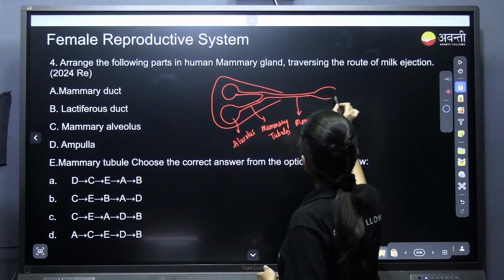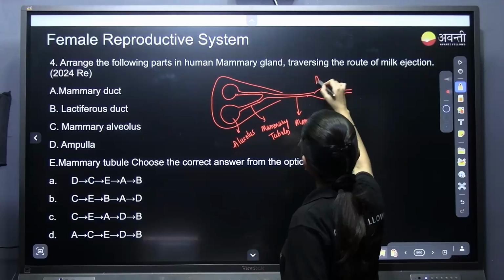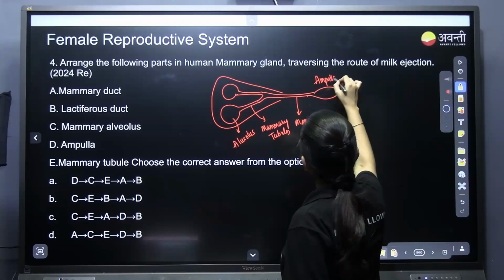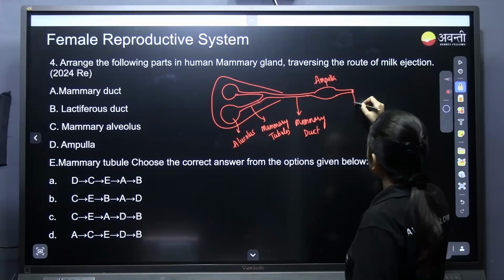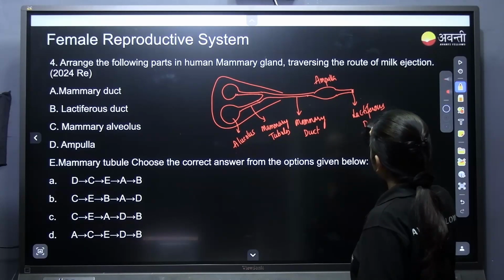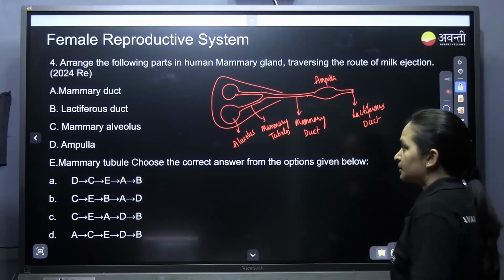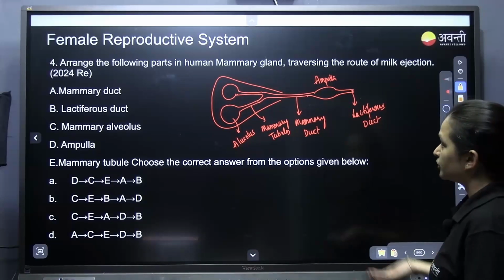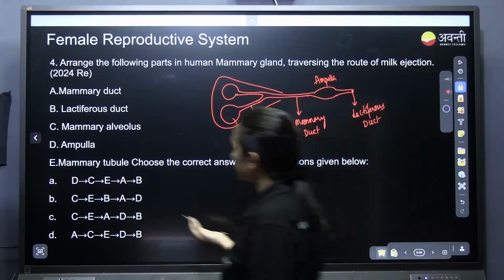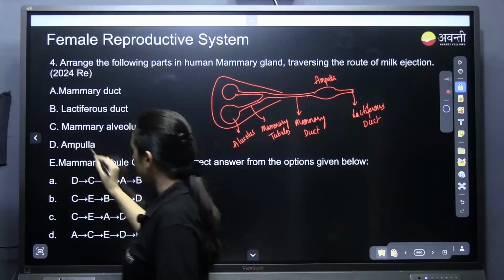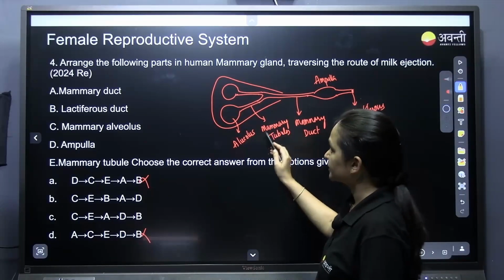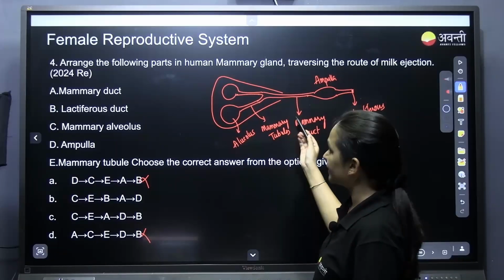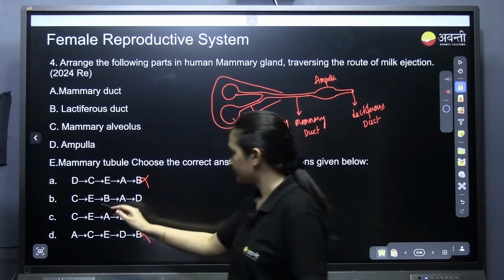and here it goes and forms the ampulla, and here this opening is lactiferous duct. So now tell me, we need to arrange the following. The first is alveolus, mammary alveolus, this is C. Getting into mammary tubules. Next mammary duct.